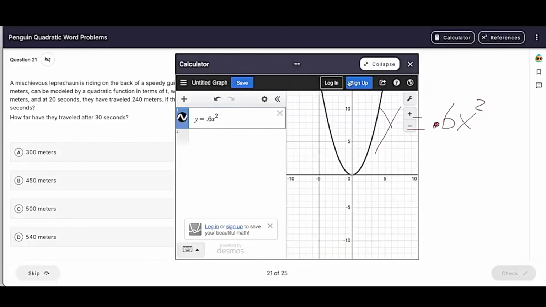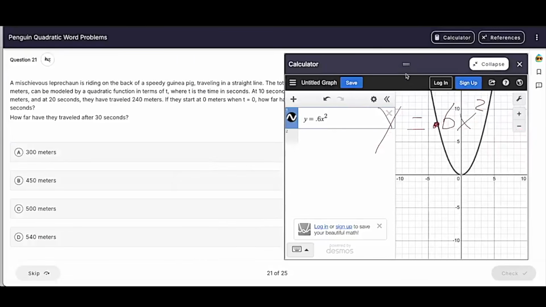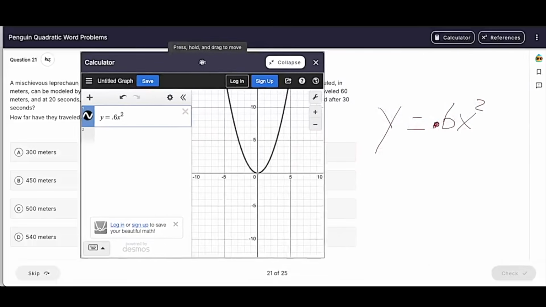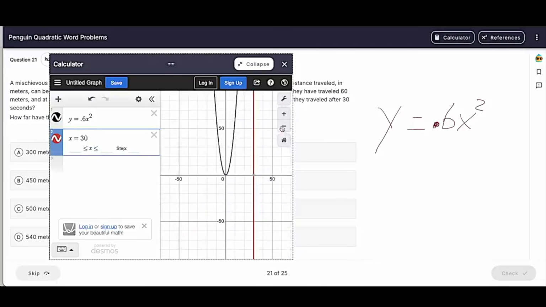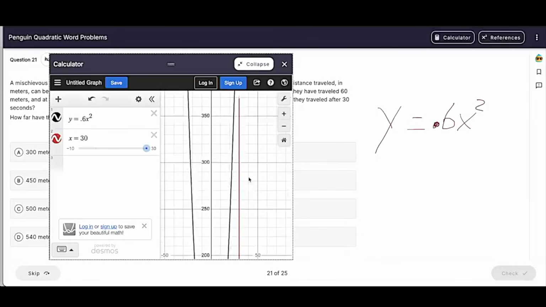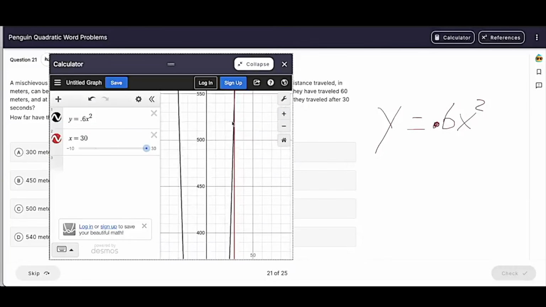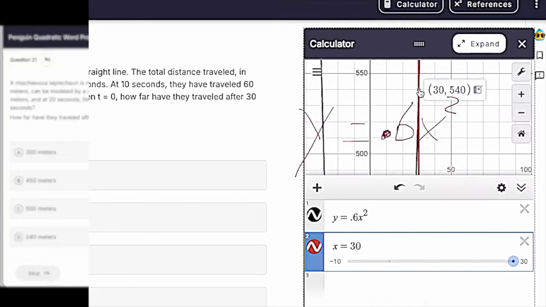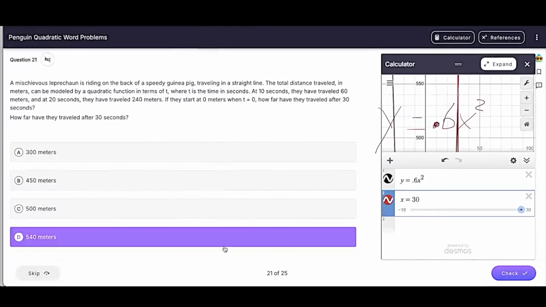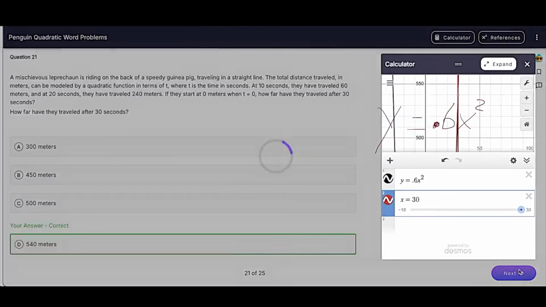And it was asking us how far have they traveled after 30 seconds? So remember, seconds is going to be X. So if we say X equals 30, back up, back up, back up, and we're looking for this point of intersection up here, 520. So our answer, wow, okay. Oh, whoopsies, 540. I was about to lose my mind. There it is, 540. Ta-da. Yeah, so that's how you go about that one.